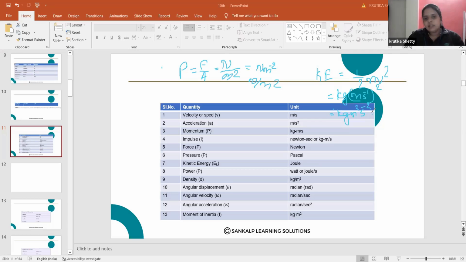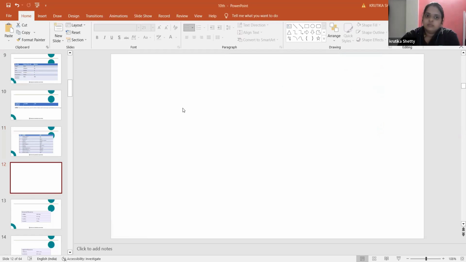The next, eighth quantity is power here. Power is expressed in terms of watt, or it is also expressed in terms of joule per second. So what is the formula for power? Power is equal to, I'll go to the next blank page. Yes. So power is equal to work done upon time. It is work upon time. Suppose we do not know how work is expressed in terms of units. So I don't know about the work.